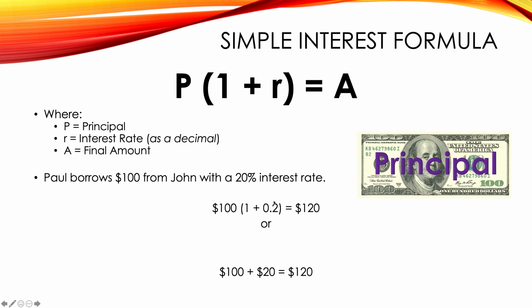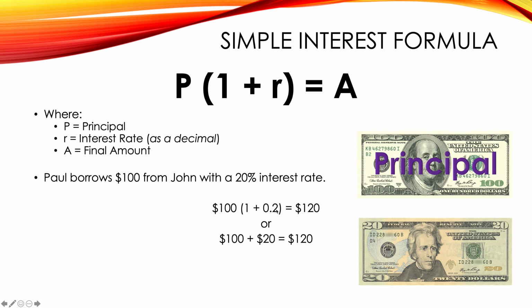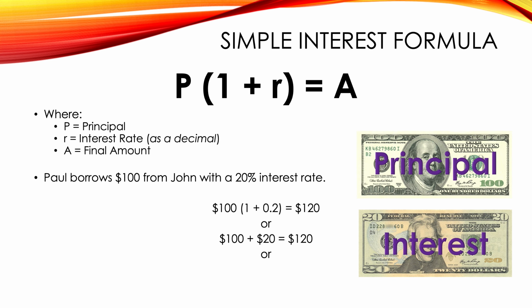So in other words, if you distributed that out, it would just look like this, and it would give you that answer. Alternatively, if you want to, you can just figure out what's in the parentheses first, and that would look like this, right? 1 plus 0.2 is 1.2, and 100 times 1.2 equals 120. Doesn't really matter how you get there.